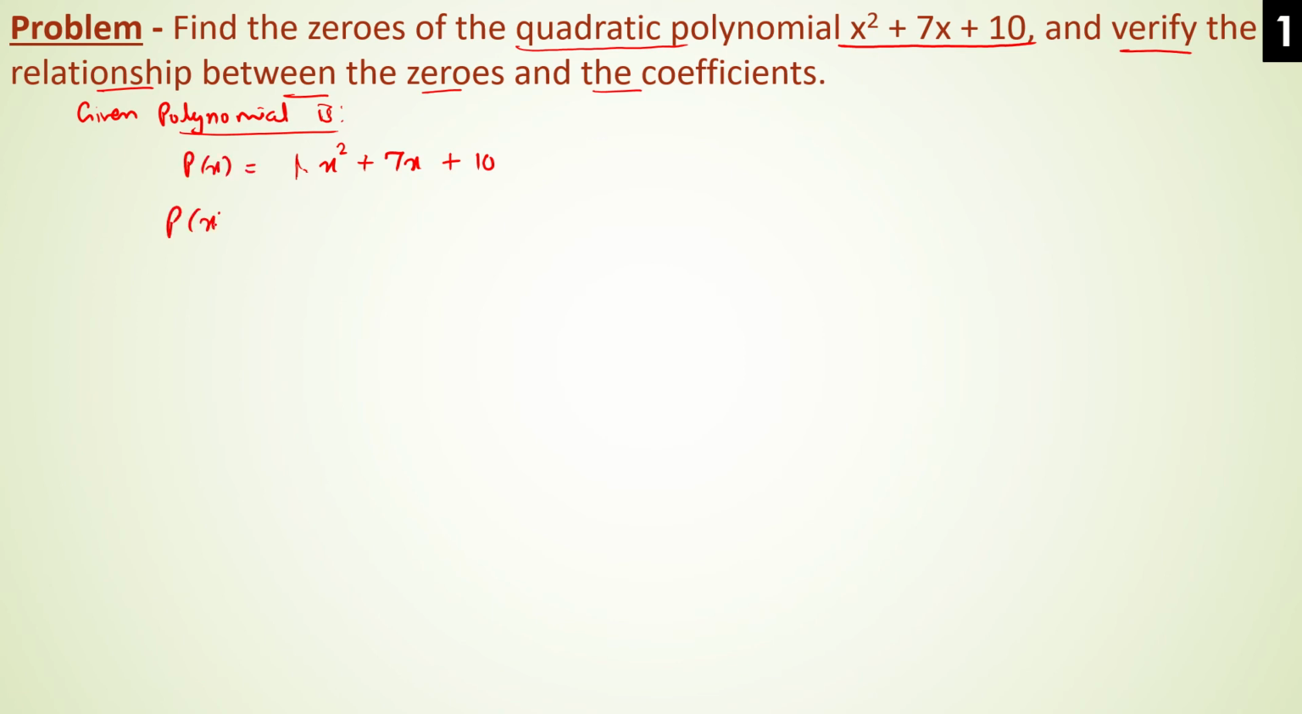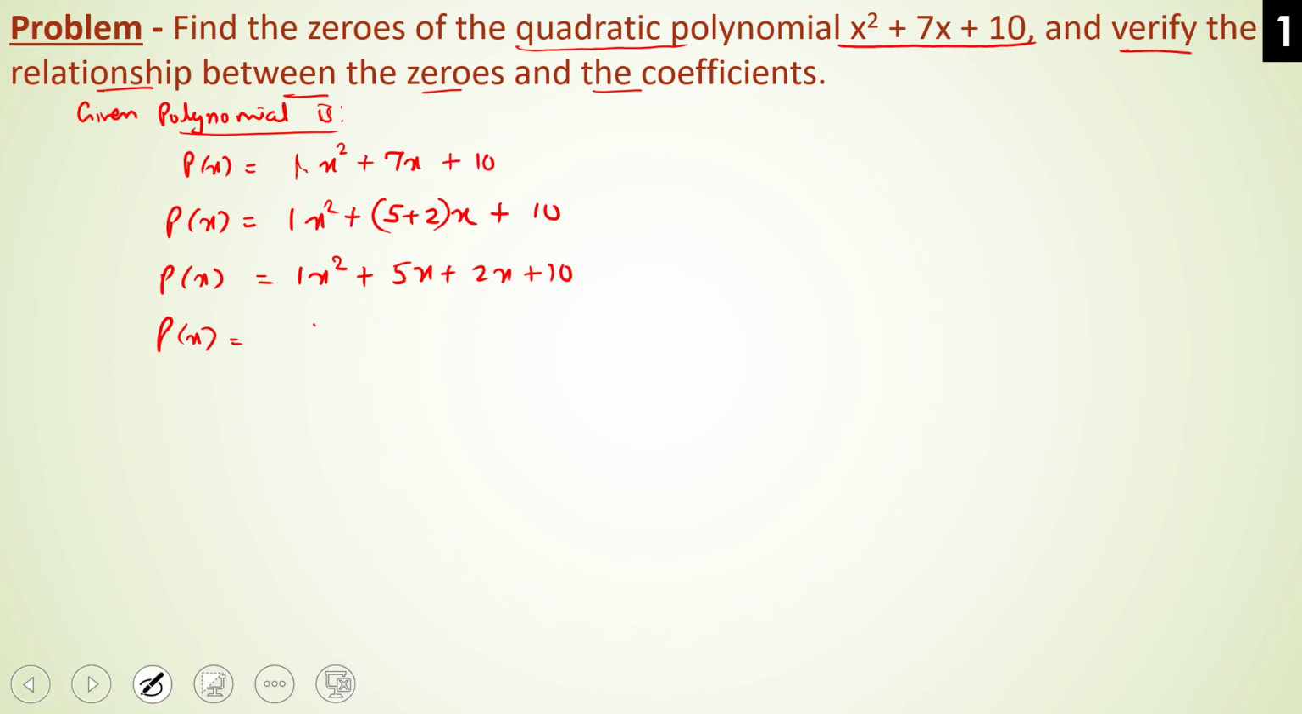Now, factorizing the polynomial by splitting the middle term, we can write in place of 7x, 5x plus 2x. So we get P(x) equals x square plus 5x plus 2x plus 10.